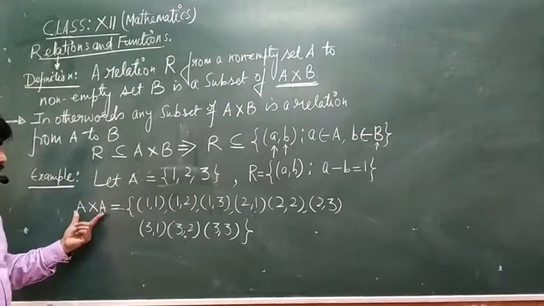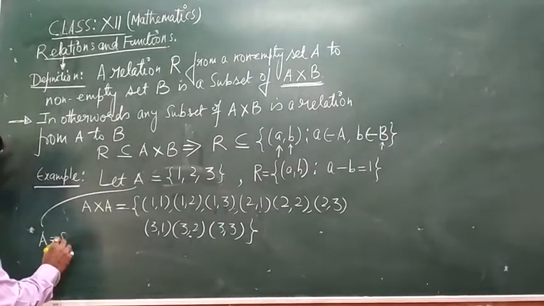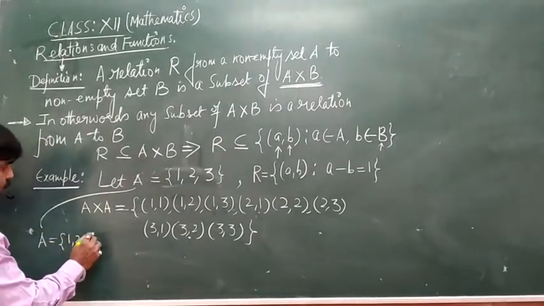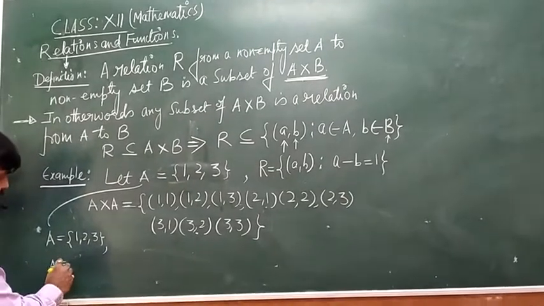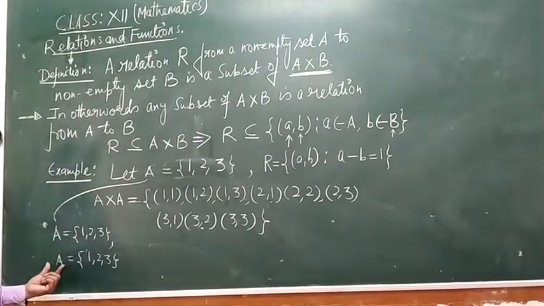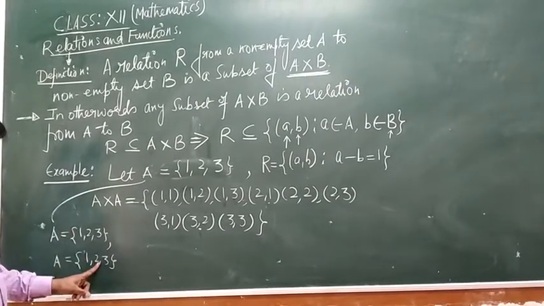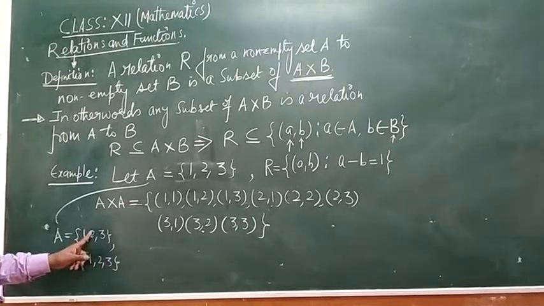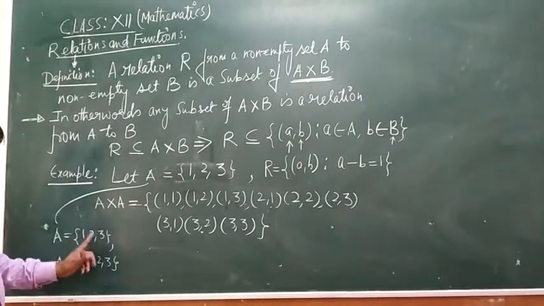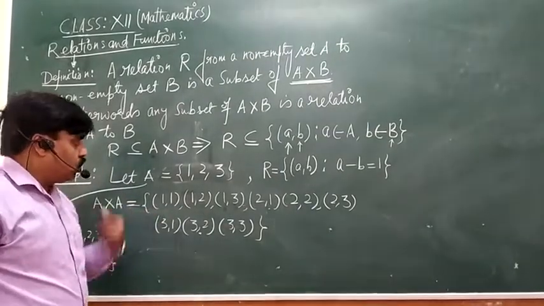If we write A cross A, what are we doing? The elements of set A are 1, 2, 3, and we are writing the Cartesian product of A with A only. So A cross A is (1,1), (1,2), (1,3), similarly (2,1), (2,2), (2,3), (3,1), (3,2), (3,3). So this is A cross A.